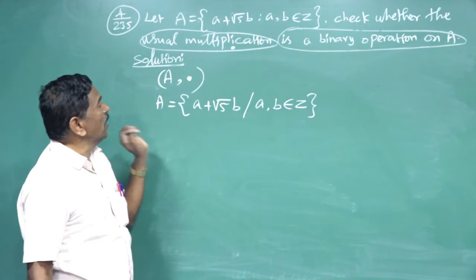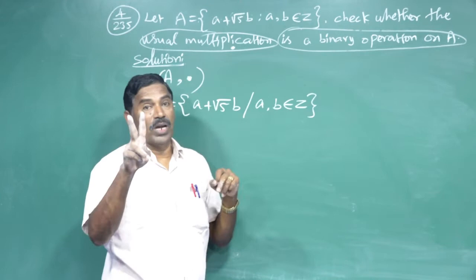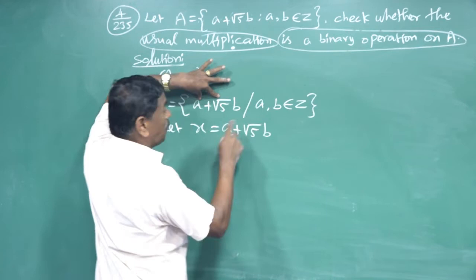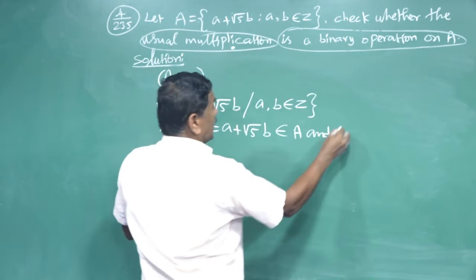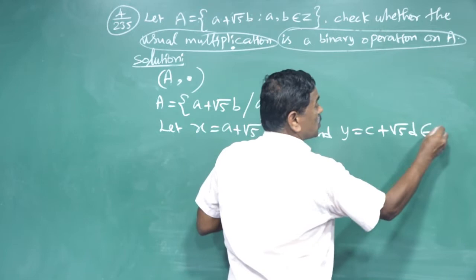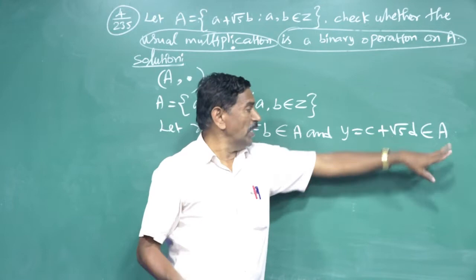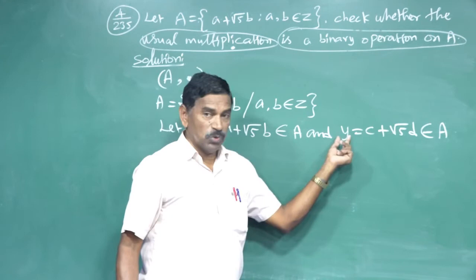Now, to verify binary operation or not, I want to select any two elements. Say for example, let x be equal to a plus root 5 b belongs to A, and let y be equal to c plus root 5 d belongs to A. That's all. See, I am selecting two elements: a plus root 5 b belongs to A, and c plus root 5 d belongs to A. This element is fully considered as x and this element is fully considered as y.